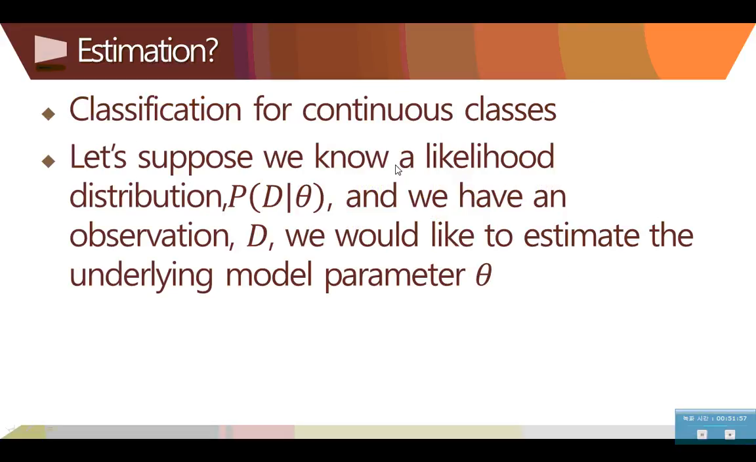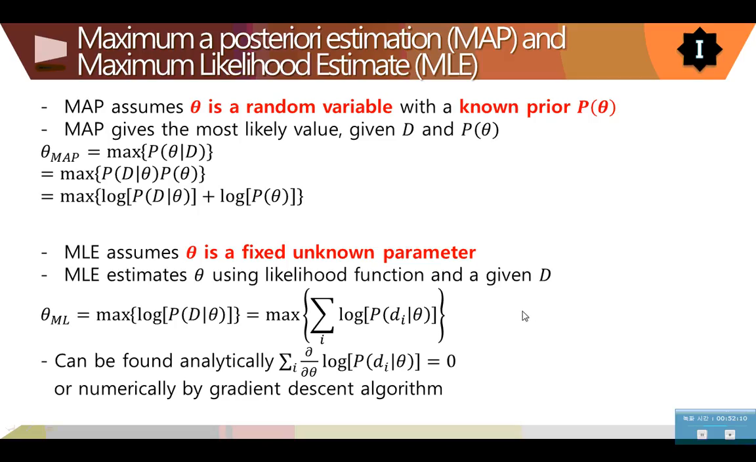Let's suppose that we have, for example, a likelihood distribution or any other distribution in which we can observe some parameter d, and we would like to estimate the parameter of the model theta. How can we do that? There are multiple ways. One approach is called maximum a posteriori estimate. It assumes that the theta we are trying to measure is a random variable, and we have some prior probability. We know the prior probability. And of course, we know the likelihood.